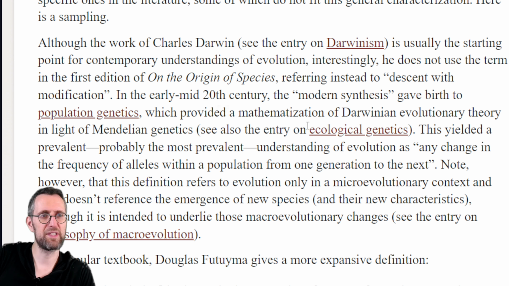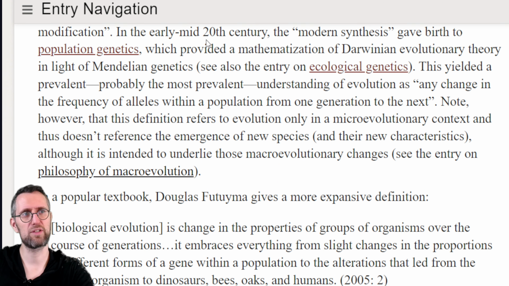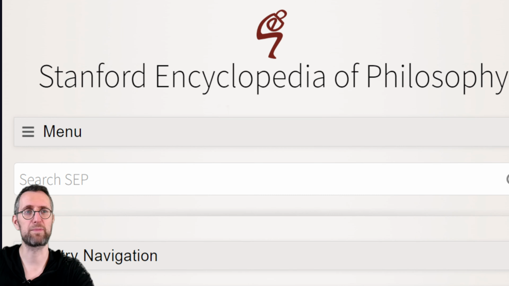Note, however, that this definition refers to evolution only in a microevolutionary context, and that doesn't refer to the emergence of new species and their new characteristics, although it is intended to underlie those macroevolutionary changes. Okay, this is very interesting. I remember we had Mendel's experiments, and he did something with beans and how the phenotype was changing. So this was probably something related to changes within one species.